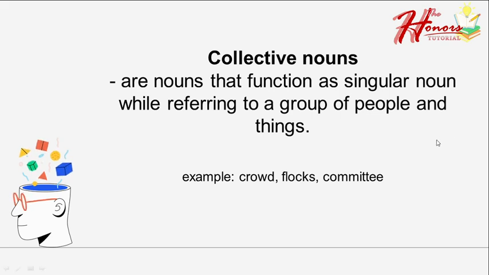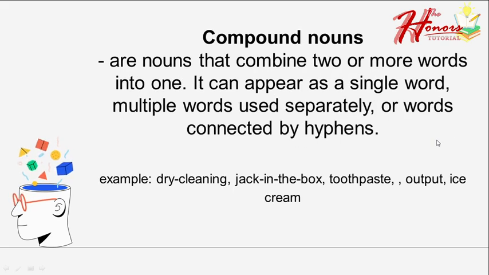Next we have here the last type of noun, compound noun. So when we say compound noun, these are the nouns that combine two or more words into one. So it can appear as a single word. It could also be multiple words used separately or words connected by hyphens. For examples, dry cleaning, Jack-in-the-Box, toothpaste, output, ice cream, and so on.